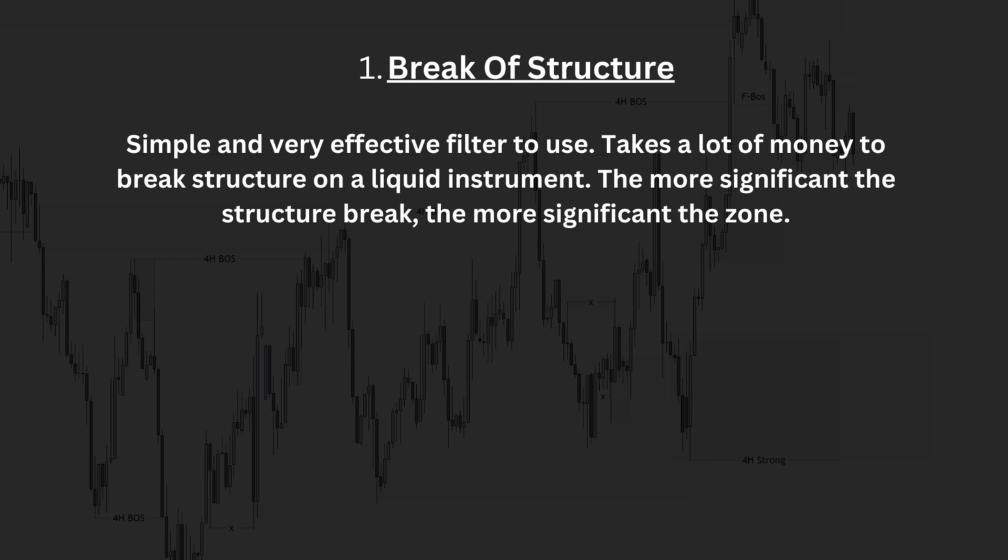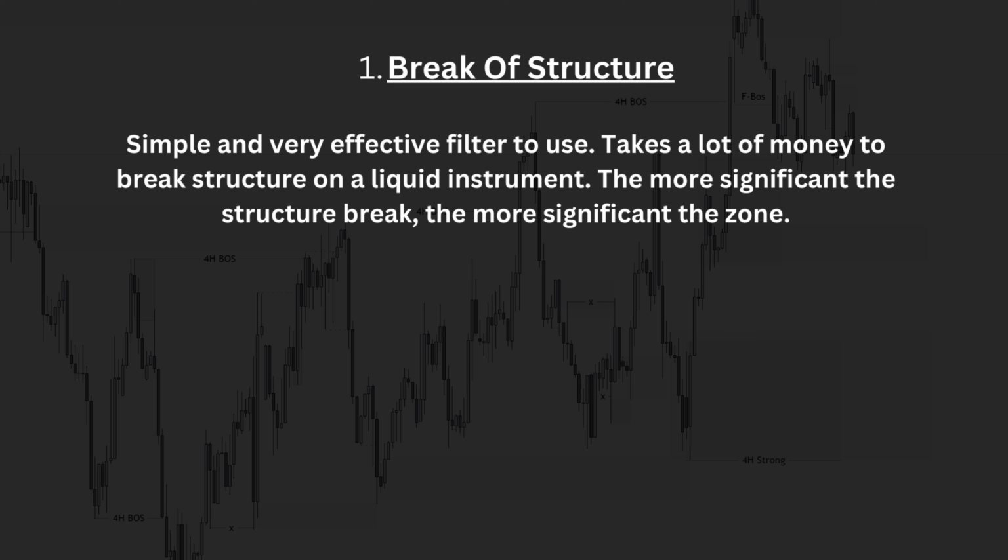Now, not all supply and demand zones are created equal. There are very specific criteria that must be met to make that specific supply and demand zone a high probability institutional level. There are 8 key points to focus on that make the difference between a supply or demand zone and an institutional supply or demand zone. And the first is whether the zone led to a break of structure. This is the simplest and the most effective filter that you can use.